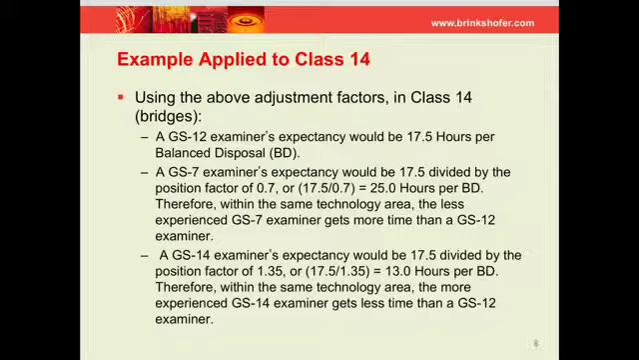Looking at the GS-14, that examiner's expectancy would be 17.5 hours divided by the position factor, 1.35. So that GS-14 examiner receives 13 hours per balanced disposal. So within the same technology area, the more experienced GS-14 examiner gets less time than the GS-12 examiner.